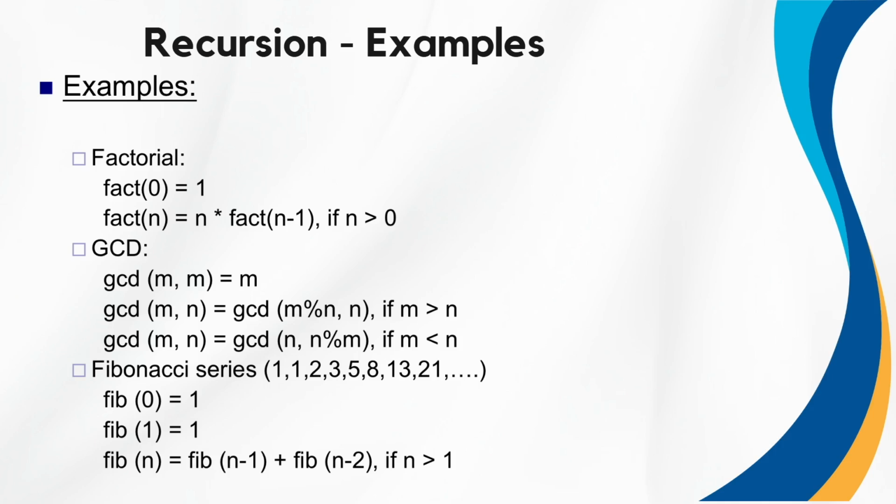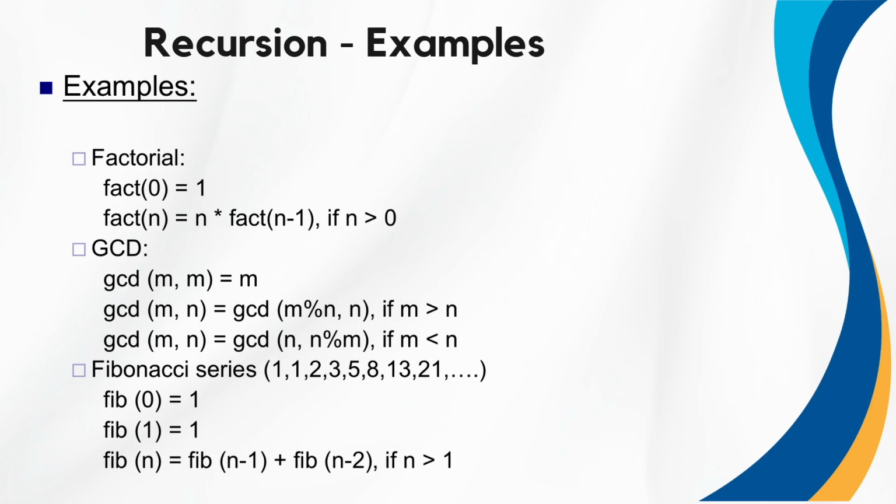Let us consider the next example, where we have the Fibonacci sequence. A Fibonacci sequence is one in which the first term is 1, the second term is also 1, and the third term is the sum of the first two numbers, that is 1 plus 1 is 2, and the fourth term in the sequence is the sum of the second and third numbers, which is 1 plus 2, which is 3, and the sequence goes that way.